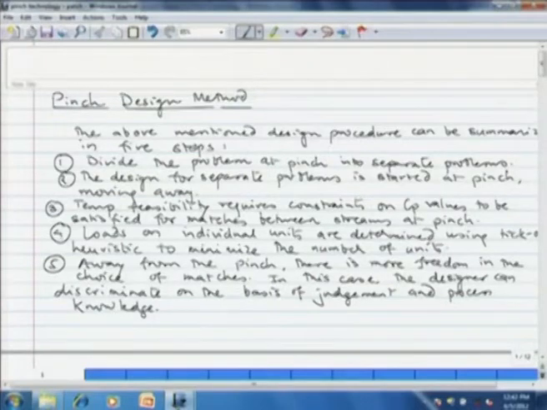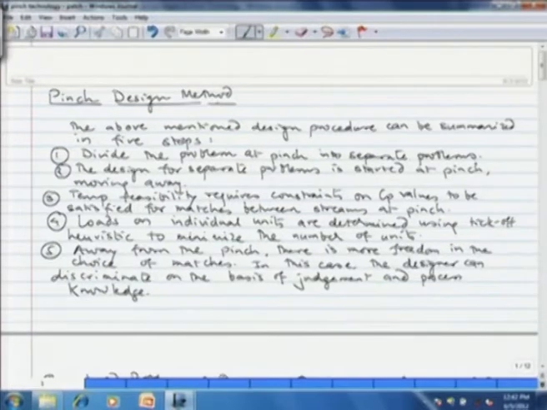Now we summarize the algorithm of the pinch design method. The above mentioned design procedure can be summarized in 5 steps. First is the division of the problem at the pinch into separate problems or separate regions. Then the design for the separate regions, above pinch and below pinch, is started at the pinch, and then slowly we move away from the pinch.